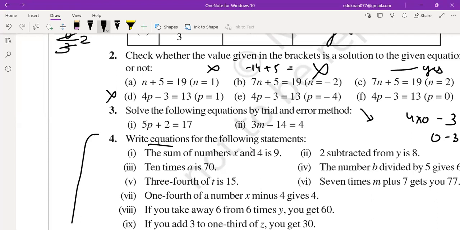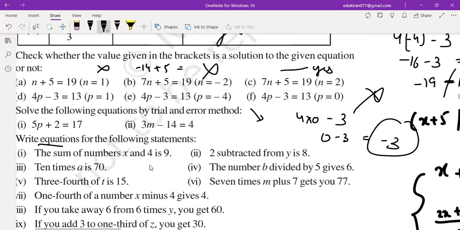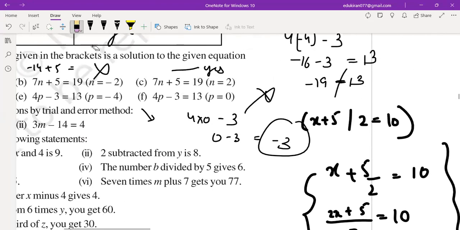Tell me one answer. Actually, I'm getting two answers. Ma'am, I got 10a into 70. Okay. Ma'am, the second one or the third one? Okay, I'll do it. Don't worry. Okay. See, for the first one, the question was sum of number is this. So, we did x plus 4 equals 9, right? Second is 2. Let me just erase this.